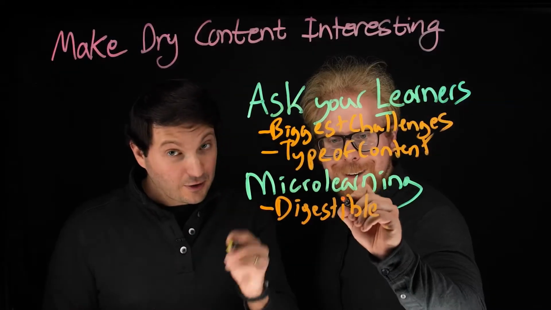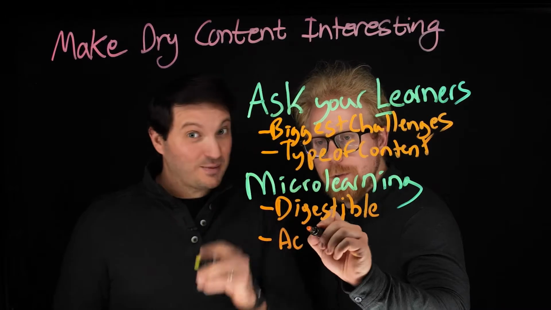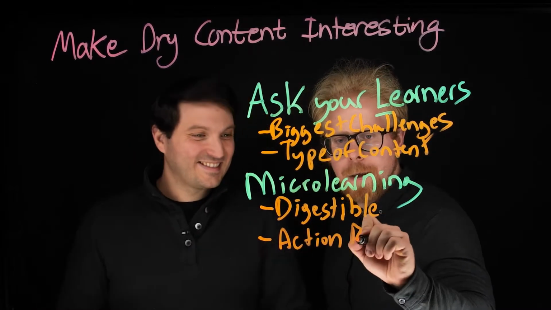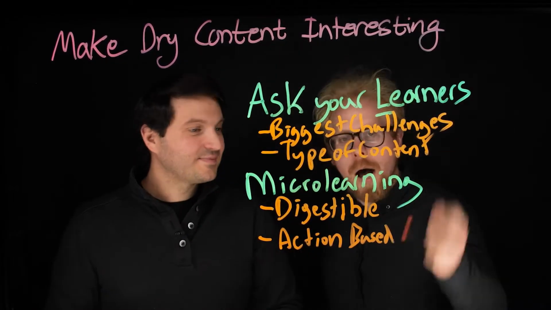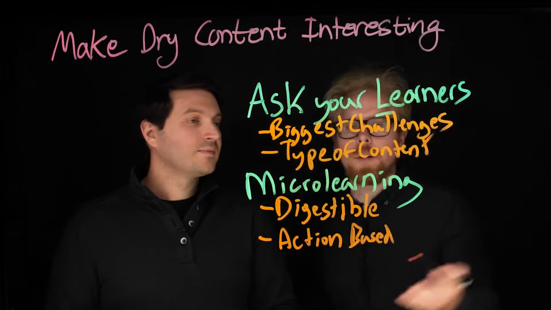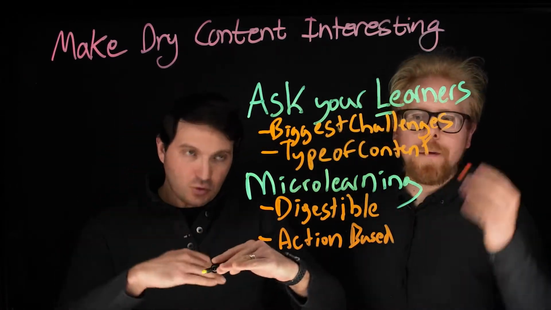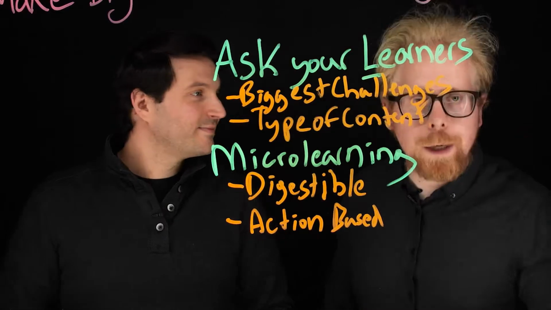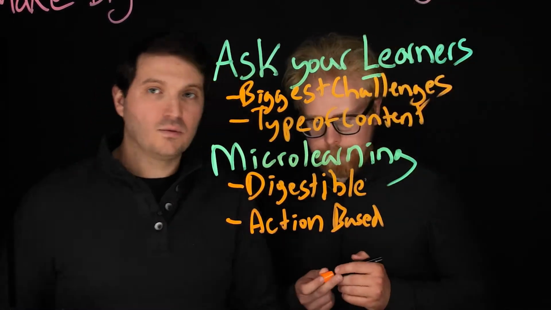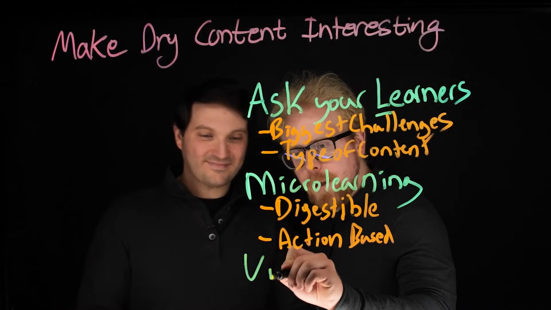So we have a whole micro-learning about micro-learning. Action-based. And what do we mean by action-based? This means that every single module, so micro-learning breaks up your content into modules, every single module needs to create action.